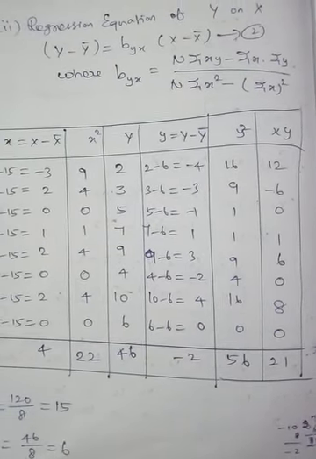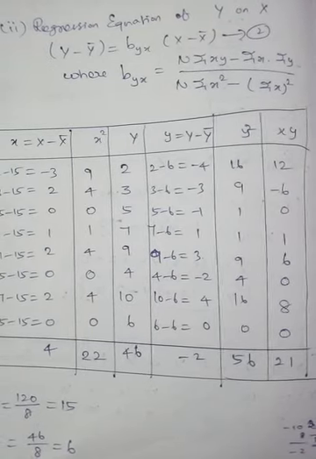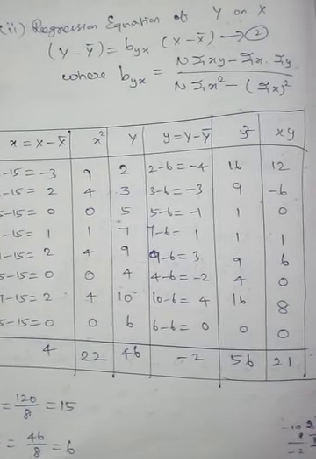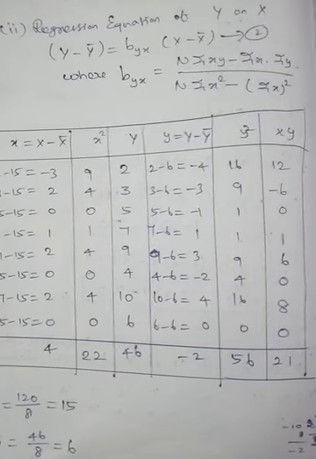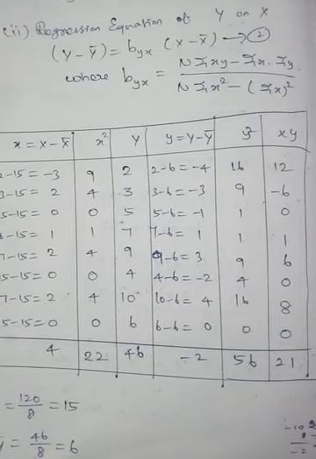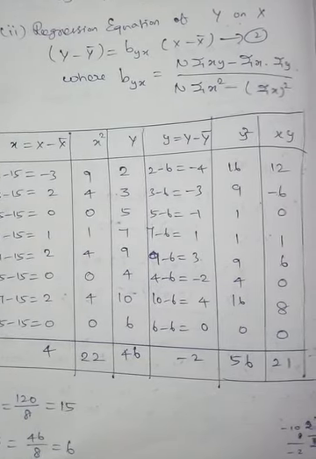And finally I am going to select small x and small y and multiply these two. Minus 3 and minus 4 is 12. 2 into minus 3 is minus 6. 0 into minus 1 is 0. 1 into 1 is 1. 2 into 3 is 6. 0 into minus 2 is 0. 2 into 4 is 8. 0 into 0 is 0. The total of the column is 21.